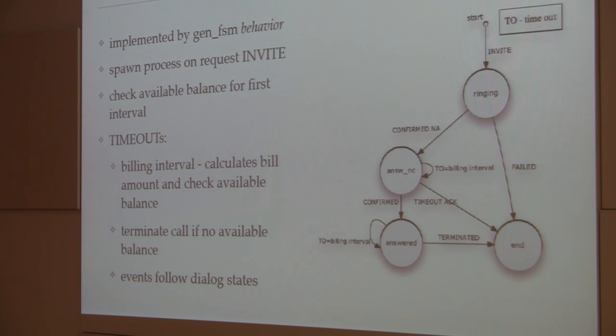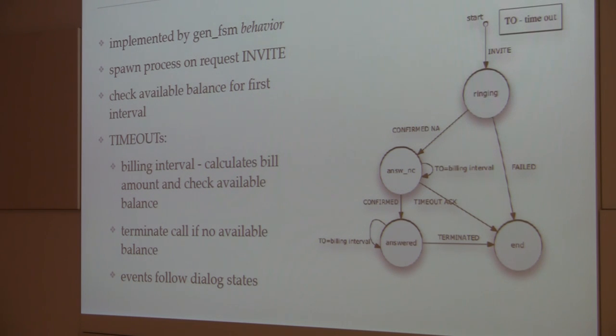Actually, we track what happened in the dialogue in SIP. That's when a dialogue is created, but it could be confirmed but not acknowledged. So if we receive, for example, 200, this means that we have a dialogue established, but it's not confirmed. When we receive the acknowledgment or we lose the acknowledgment, we can change the state of the finite state machine. But when we have confirmed the dialogue, then we go to the answer state.